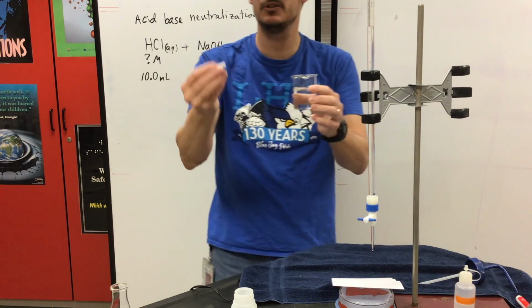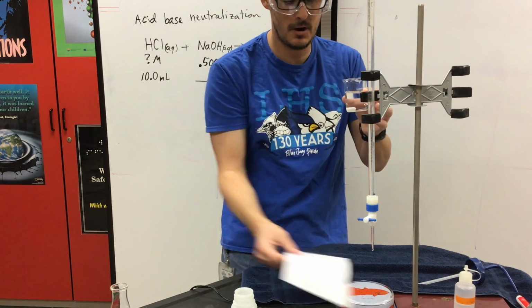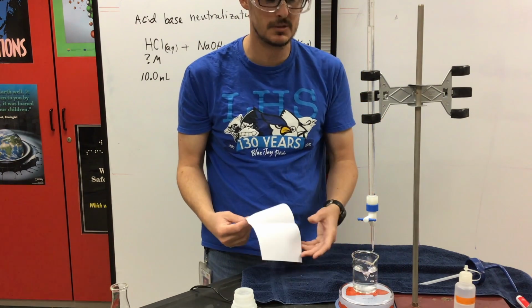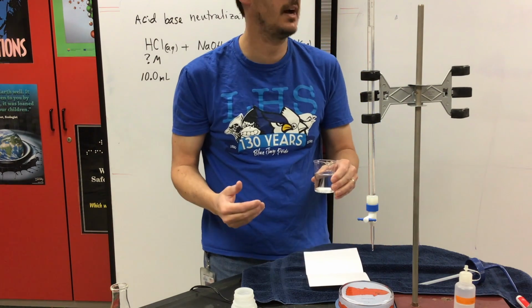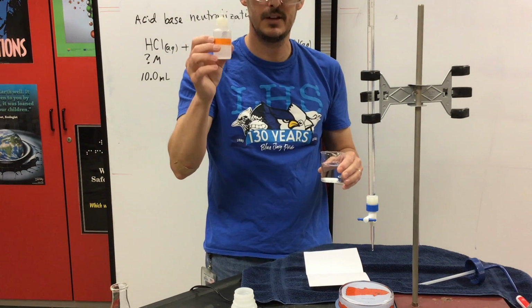The other thing we're going to do is add a stir bar so that I don't have to keep swirling. We're going to add a stir bar and put it directly on a stir plate. And what that does is it will continuously stir for us. Now, how are we going to know when we neutralize the acid and the base? Well, that's where we use an indicator, phenolphthalein.